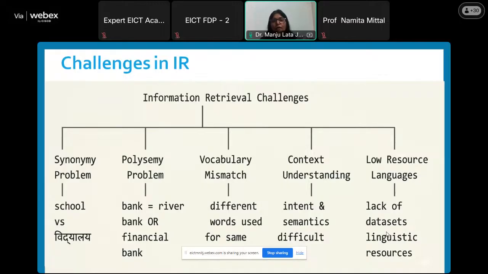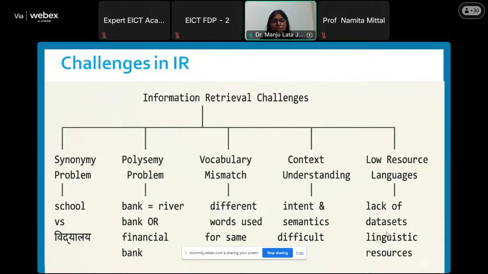So are algorithms able to address these kinds of problems? And polysemy means one particular word can have multiple meanings in different contexts. For example, bank can be used in the context of a river, as well as bank for financial institutions. So if some algorithm is also addressing the context, it is fine. But if it is not considering that, then the documents retrieved, or the efficiency of that particular retrieval, is not correct.